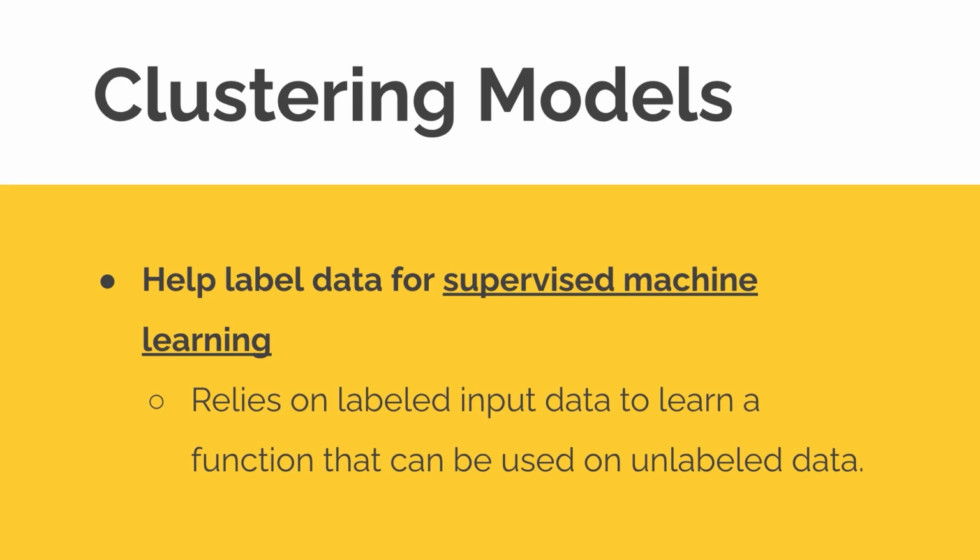So supervised machine learning relies on labeled input data, which means you must have a label, you must have a tag. For example, every image must have a classification of what is inside the image, like a dog, a cat, a person, etc. And that's just one example of labeled data.